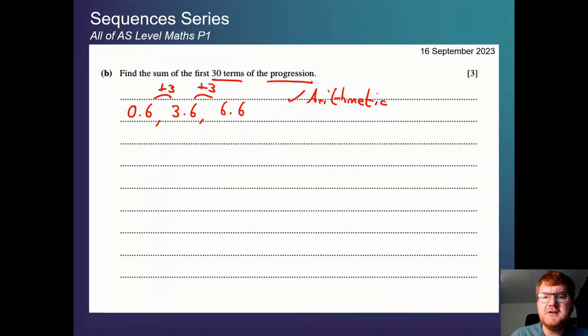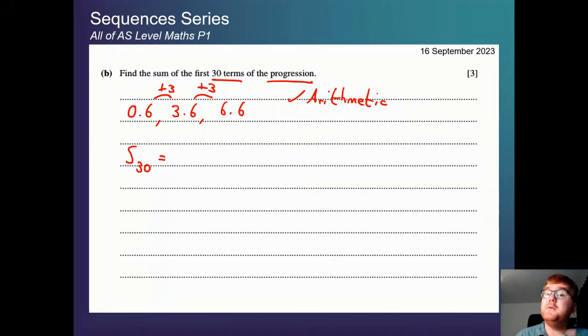One of the worst things you can do on an A-level paper is you've got that answer, but not double check that it actually does do what it says. It should be arithmetic. Because if you notice an error here, you can go back and then try and find the right answer. Now we want to find S30.